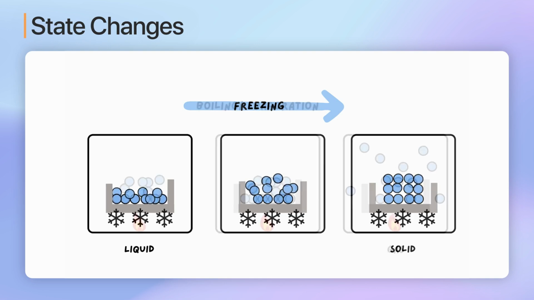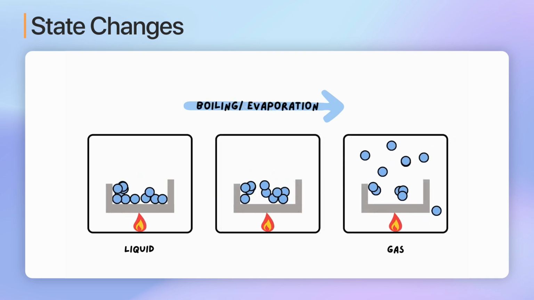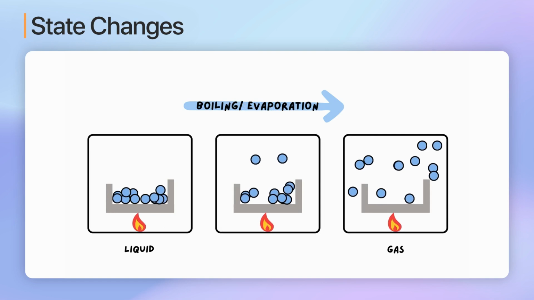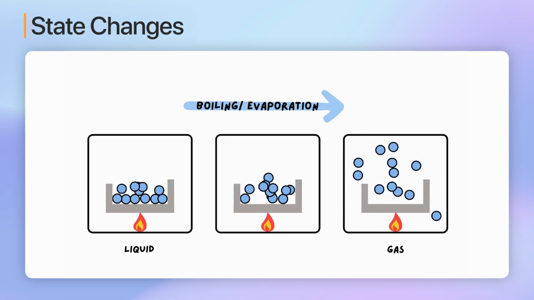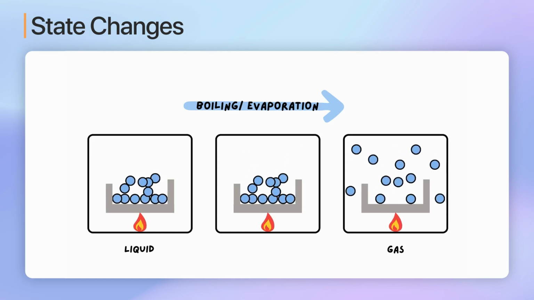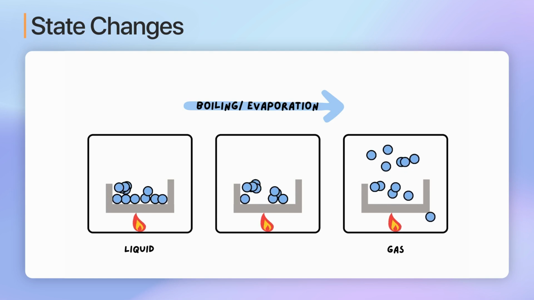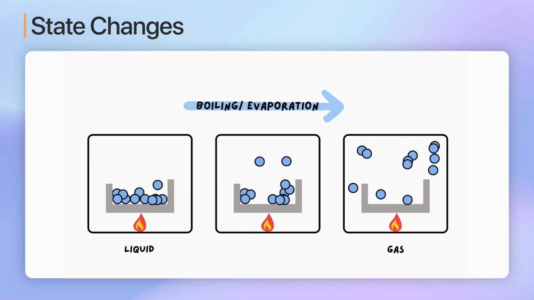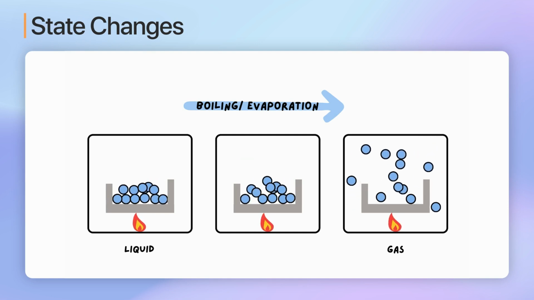When a liquid is heated, its particles gain enough energy to overcome the forces holding them together, turning into gas. Boiling refers to this happening throughout the liquid, while evaporation usually happens at the surface. An everyday example is water boiling into steam when heated on the stove.